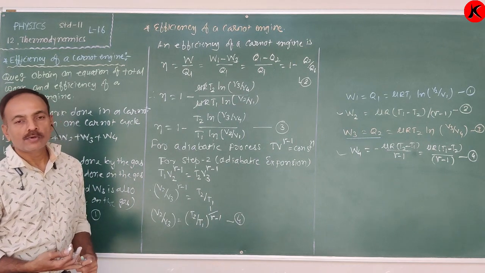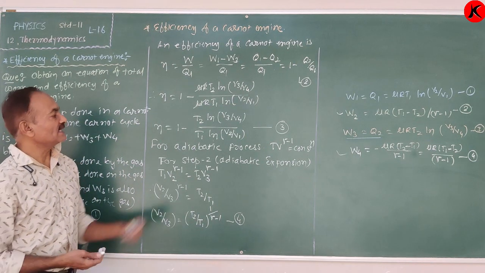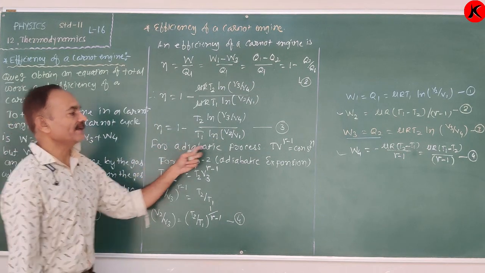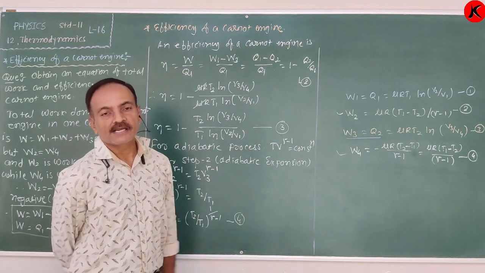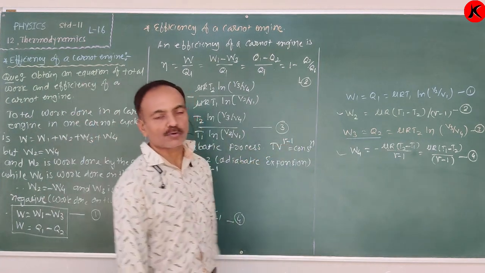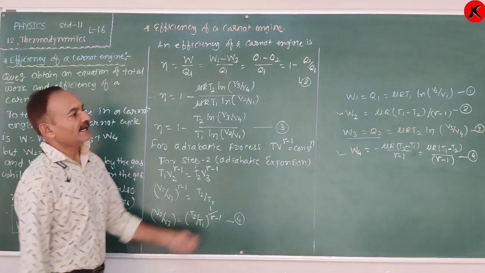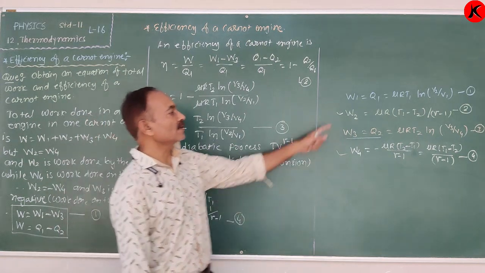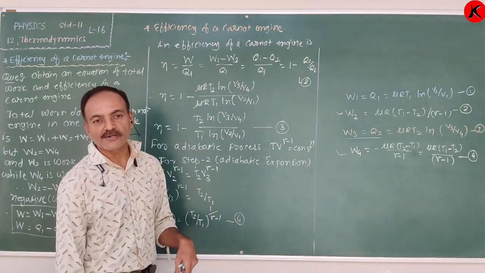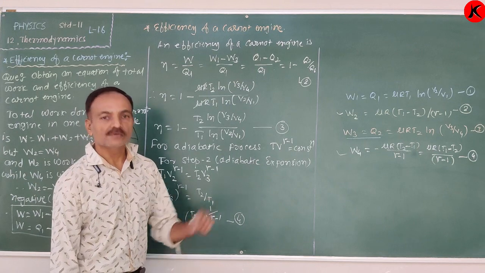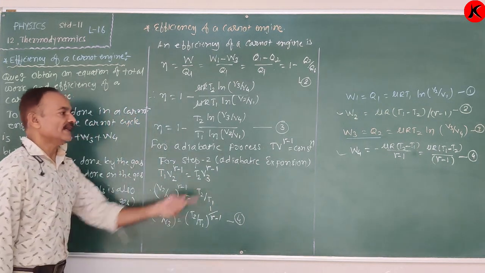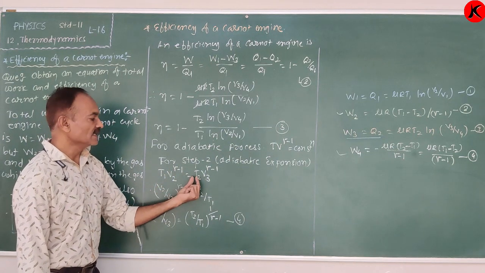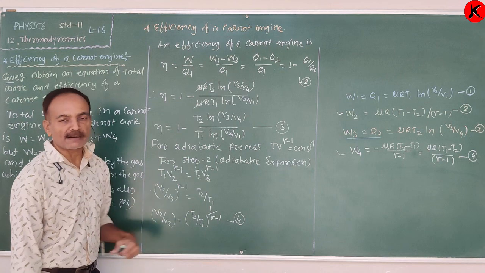Now we are interested to obtain the equation of efficiency in terms of the temperature. For that purpose, for an adiabatic process, we use the concept TV to the power gamma minus 1 is equal to constant. Here, the adiabatic expansion takes place in step 2. That means the system goes from P2, V2, T1 to the P3, V3, T2 state. Therefore, we apply this equation for step 2: T1 V2 to the power gamma minus 1 is equal to T2 V3 to the power gamma minus 1.